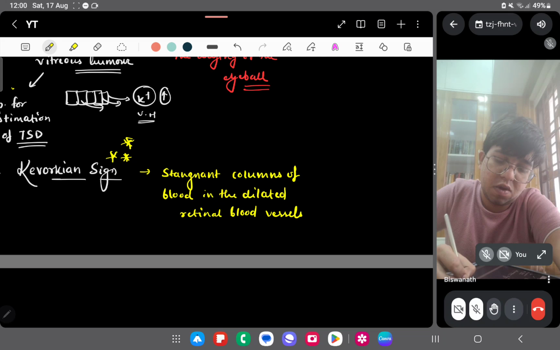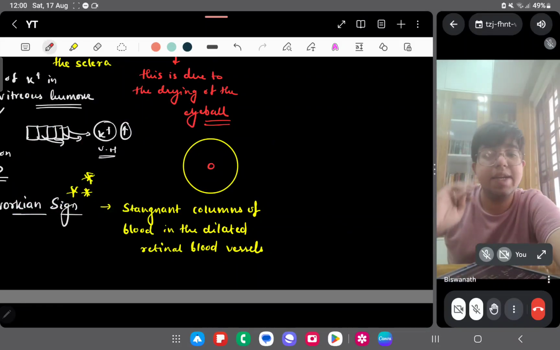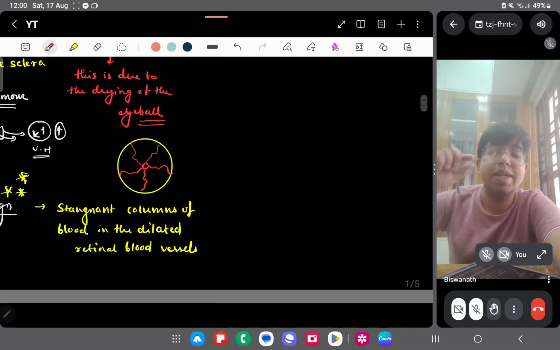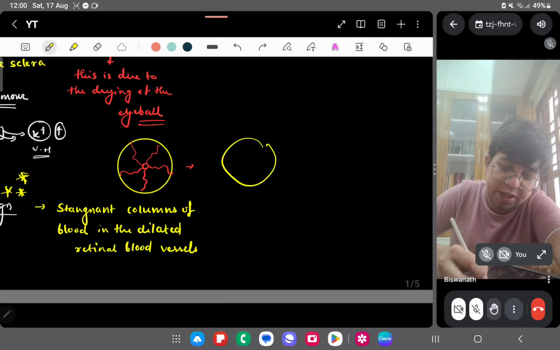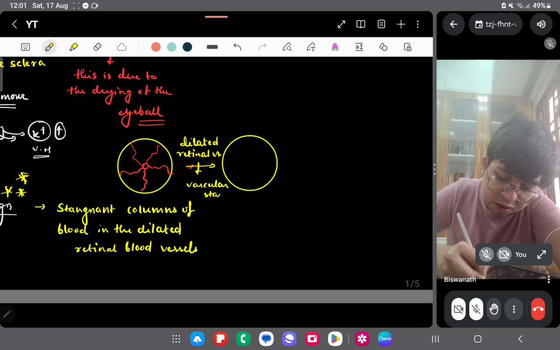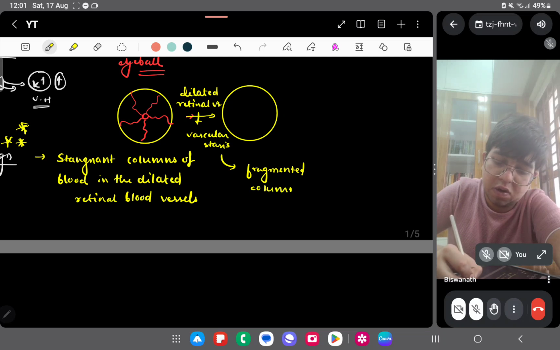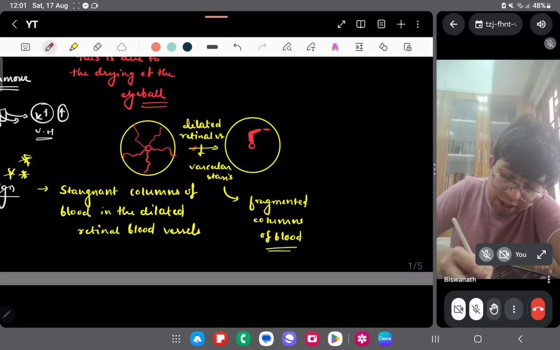Just assume that this is the retina, and this is a retinal blood vessel. After death, the retinal blood vessels will dilate. Maintain this color coding: dilated retinal vessels. Due to this dilation, there is a vascular stasis, and this vascular stasis leads to fragmented columns of blood. It will look something like this, thick and discontinuous. This thick and discontinuous type of appearance is called Kevorkian sign.